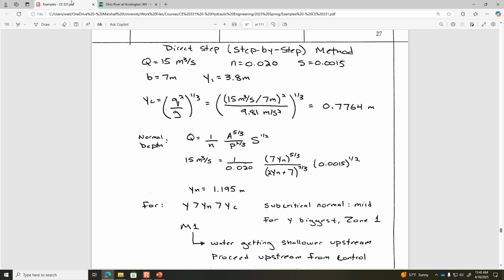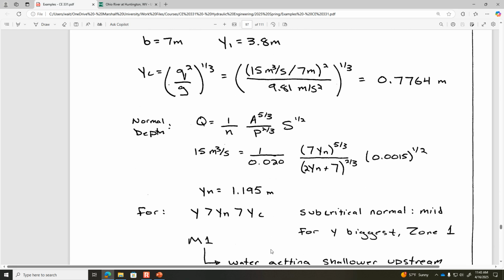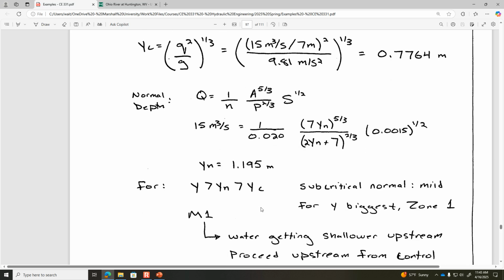All right. So here's our example. The actual depth is 3.8. If we calculate the critical depth, it's 0.7. The normal depth is 1.195. So this is an M1 profile because the actual flow depth of 3.8 meters is greater than the normal, and the normal is greater than the critical. So the water is getting shallower upstream.